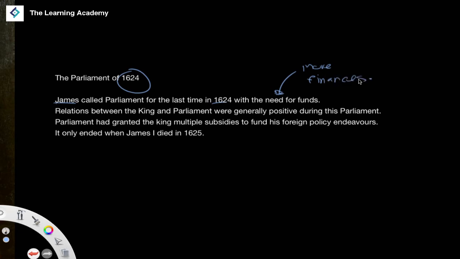And ultimately, even though James only called this Parliament, as he did with all the other parliaments, for the purpose of getting money for particular reasons, this Parliament was generally positive in terms of the relations between Parliament and the monarch. And Parliament had granted the king multiple subsidies to fund his foreign policy endeavours. And then again, they ended on positive terms between James and Parliament, because this Parliament only ended when James had died a year later in 1625.